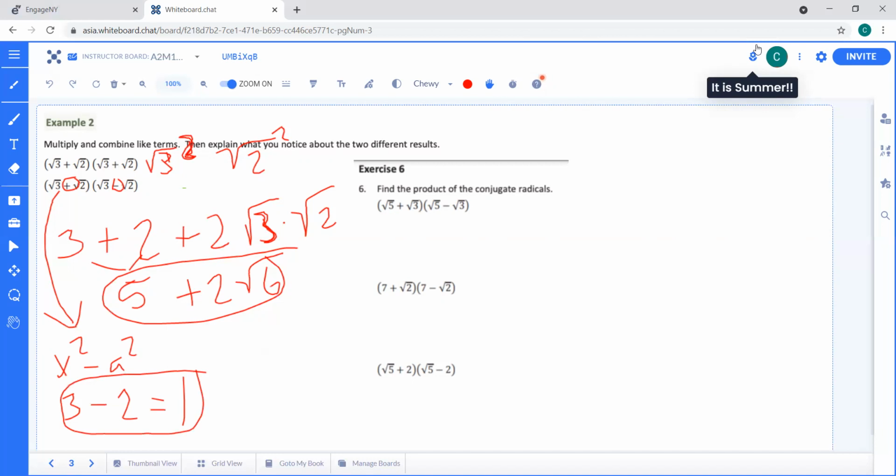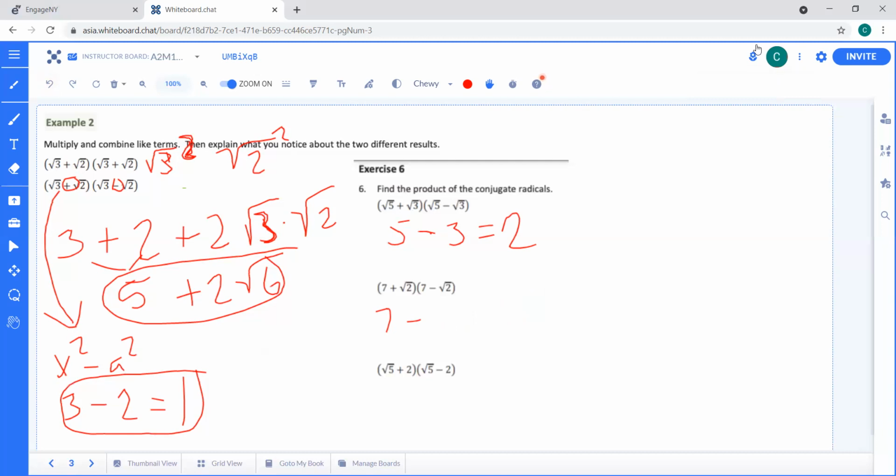So real quick, same thing as exercise 6, number 6, where you have these two. It's this simple. Difference of 2 squares. 5 minus 3 is 2. 7 minus 2 is 5. Oh, that's not right. Back at it.